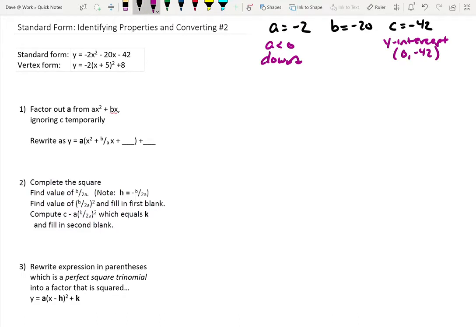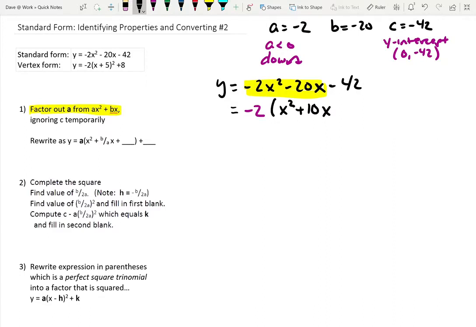So let's move on to the real reason we're watching this video, converting to vertex form. Step 1, if we look at y equals -2x squared minus 20x minus 42. Again, I want you to factor out the a coefficient from ax squared plus bx. So we're going to focus on just that right there. And so what I will do is pull out a -2. I'll factor it out from -2x squared, leaving me an x squared. Remember, if you pull a -2 out of a -20x, it will leave you with a positive 10x.